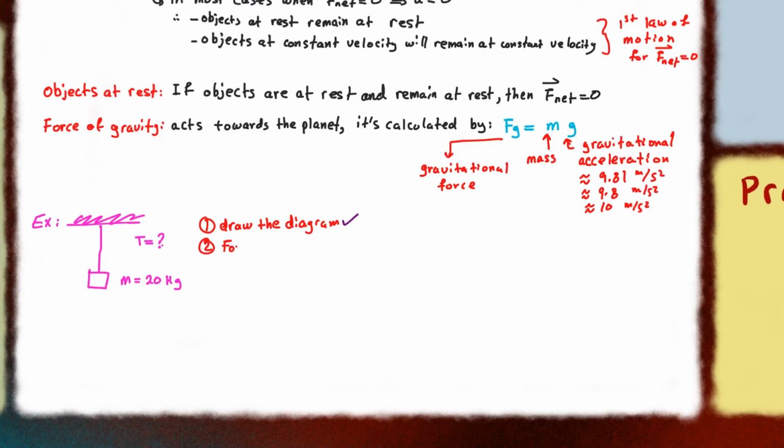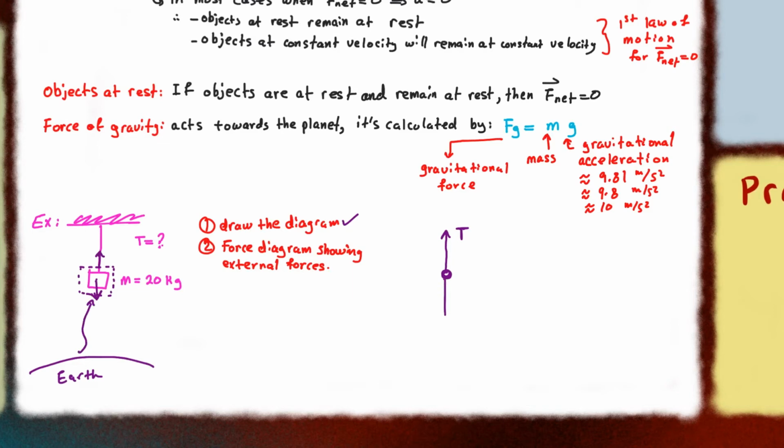The second step is to draw a force diagram acting on the object, showing all the external forces on that object. I personally like to start off by drawing a box around my object and also drawing out Earth. And then I'm going to make that box into a point mass, meaning all of that mass is concentrated into one point. Then I can see that the box is interacting with the string, so the string is going to be pulling it up. We're going to call that a tension force, and the Earth is going to be pulling it down towards it, and that's going to be our gravitational force.